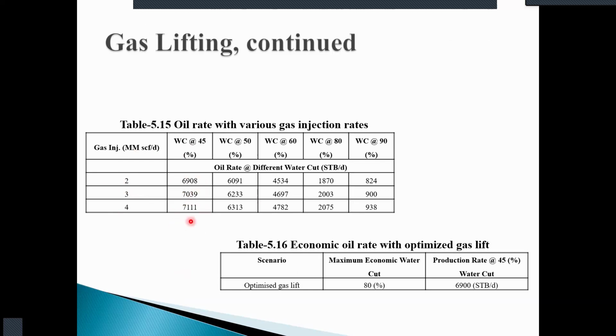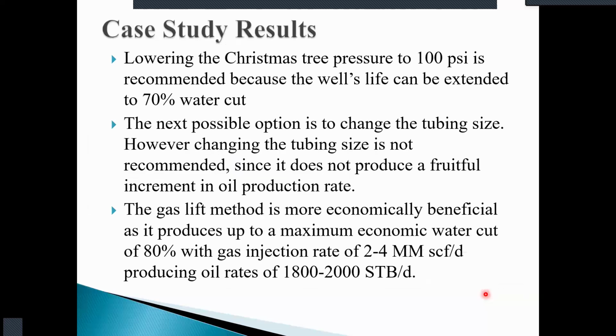It is beneficial actually. So the economic oil rate with optimized gas lift, for 80% water cut, they are getting 6900 STB per day as the optimum production rate at 40% water cut. So the results show we can lower the wellhead pressure to 100 psi if the water cut can be up to 70%, if we can handle surface water.